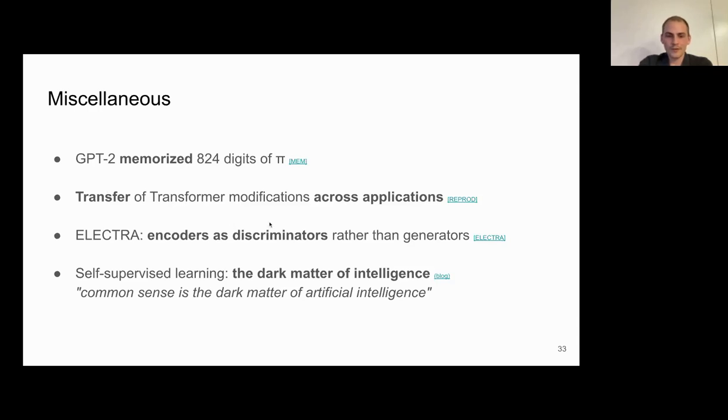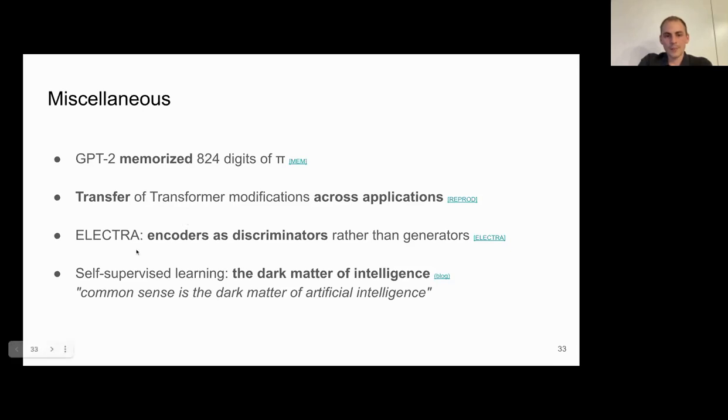Yeah, the second bullet point is about the transfer of transformer modifications across applications. That means they look at a bunch of modifications that were made to the transformer architecture and then evaluate them in their own setup in different applications. And the finding they have mostly is that the modifications don't transfer that well. It's a bit of criticism also to the way the research is being carried out there.